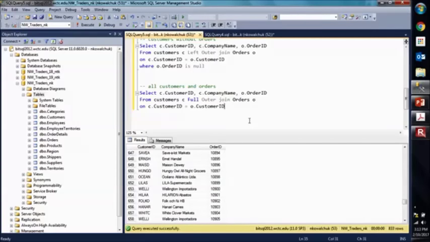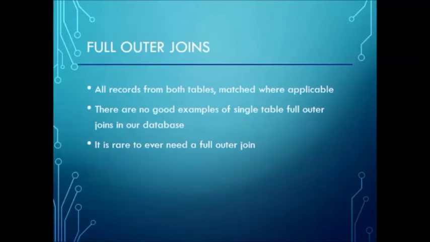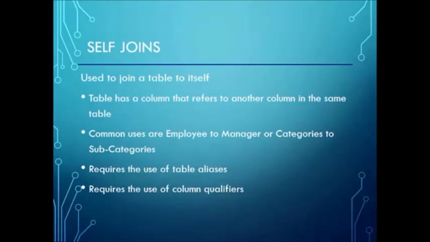Okay, let's move on to our last type of join. It is a special type of join called a self-join, and it refers to when we join a table to itself. So a table will have a column that refers to another column in that same table. Some common uses for this are the employee to manager relationship or the categories to subcategories relationship. In this case, we have to use table aliases. We can't get around it. And we have to use column qualifiers. So we have to tell SQL Server for every column which copy of the table it comes from.